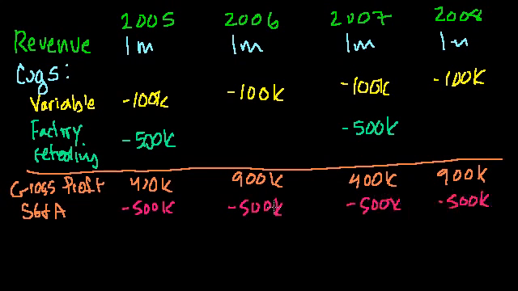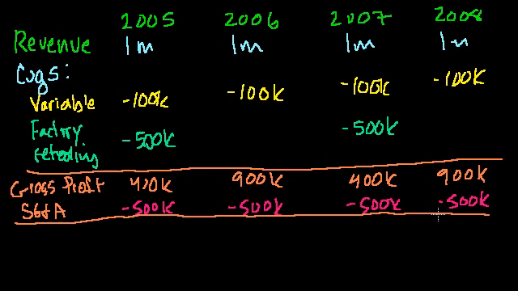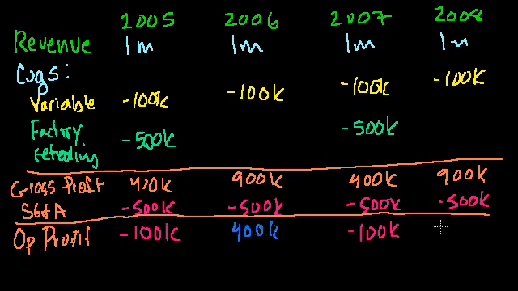Minus 500,000. And so their operating profit, or EBIT, is the amount of pre-tax income, but we're not considering financing either. So operating profit in this year is minus 100K. Here it's also minus 100K. But then in these years they make money. It's 400K and 400K.